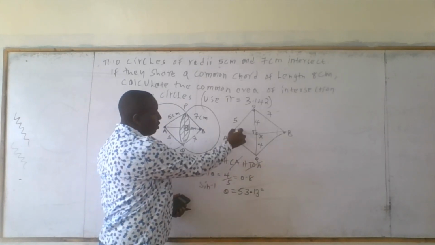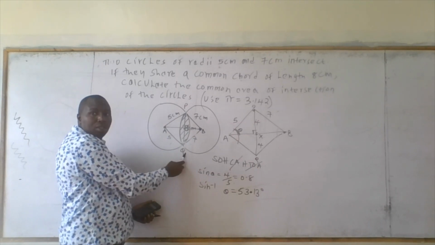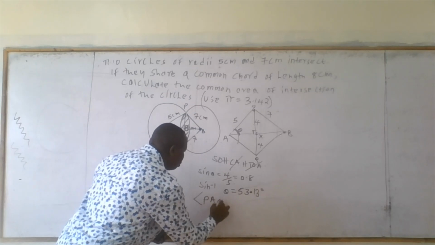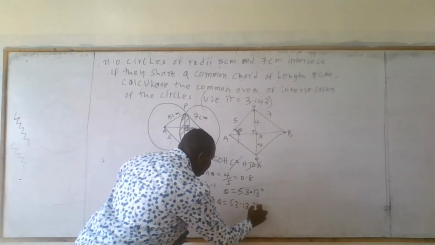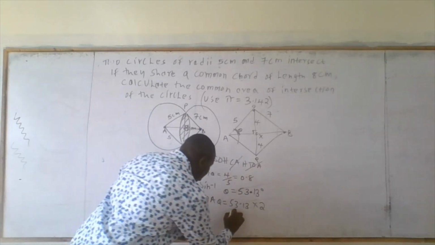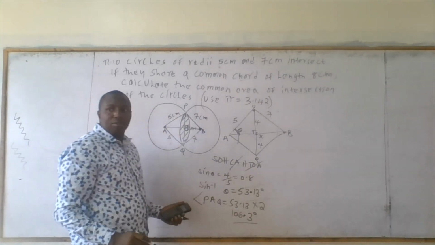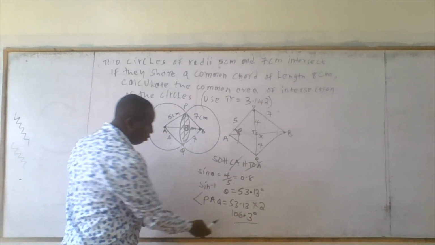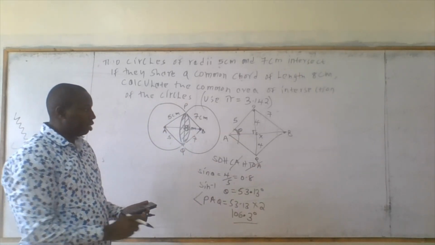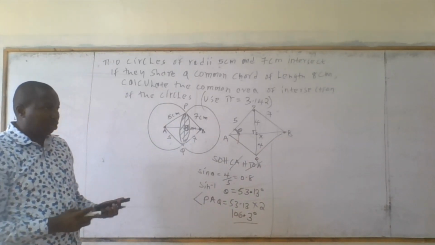So what is the size of the whole angle PAQ, which is this one? That angle will be twice that, so angle PAQ will be 53.13 times 2. So that angle is 106.3 degrees. So you already have got that angle.